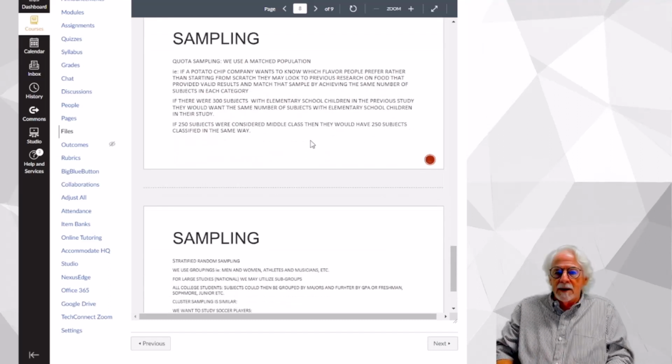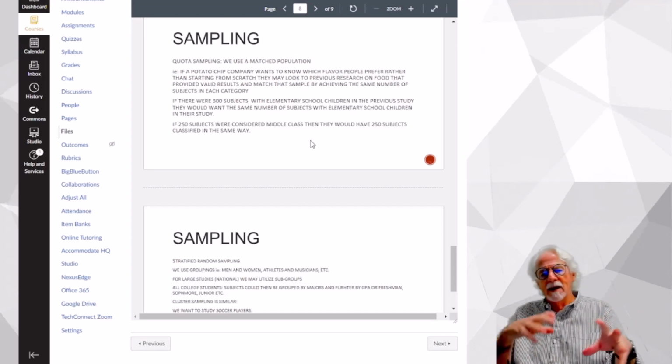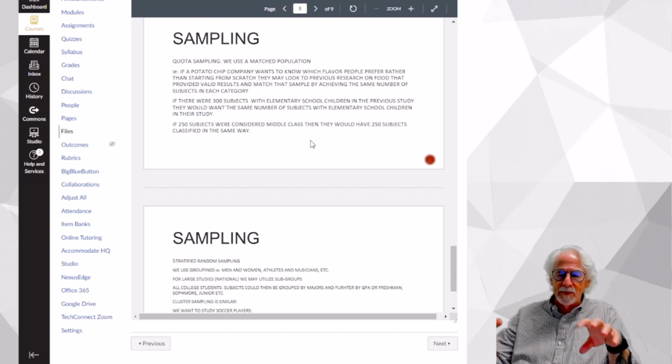So sometimes, this is just a weird example, I don't know why I picked it, but we have a thing called quota sampling. So I'm the potato chip company and I want to know out of the new flavors I got which one people like the best. And so rather than figuring it all out and doing all my own sample, what I'm going to do is find another food research study, and I'm going to match that sample by numbers.